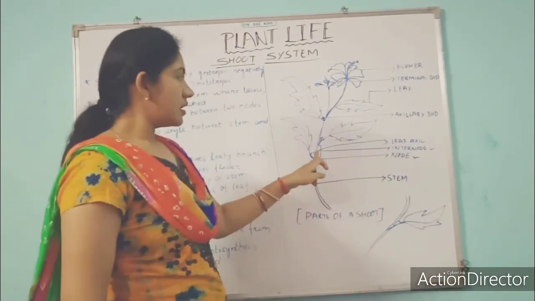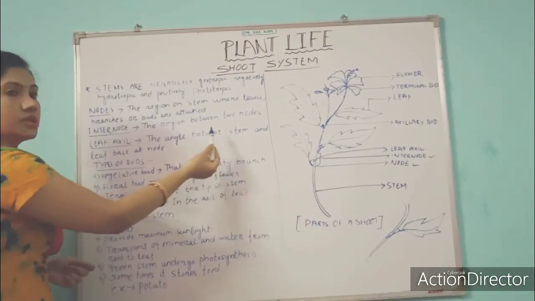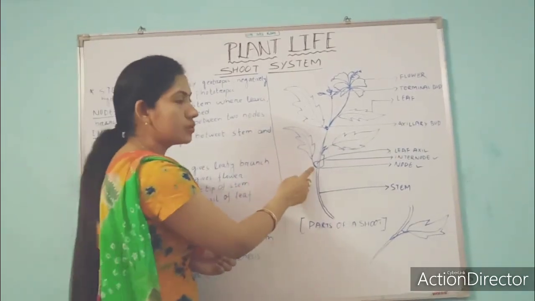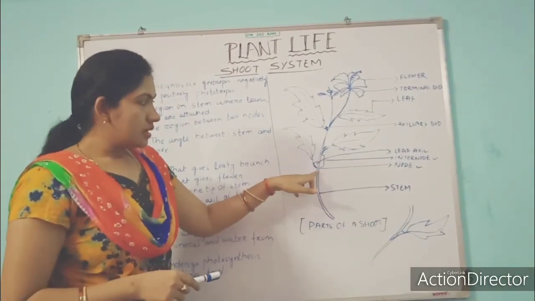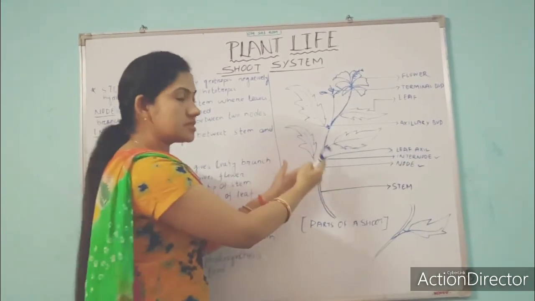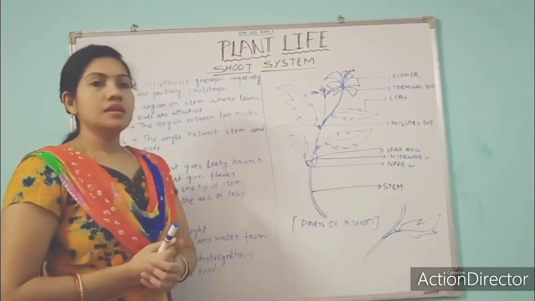Yes, this is the leaf axil. So what is leaf axil? The angle between the stem and the leaf base at the node. Leaf only gets attached at nodes. So we can say that the angle between the stem and the leaf base is called leaf axil.